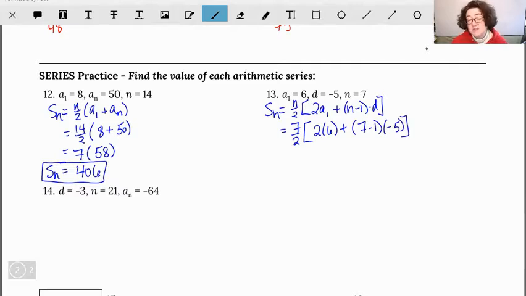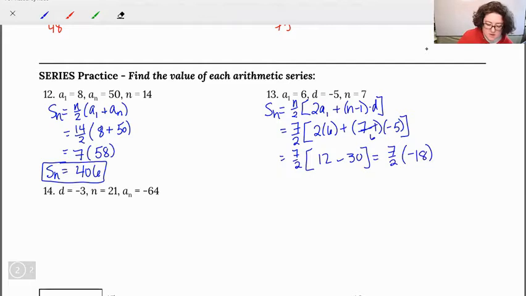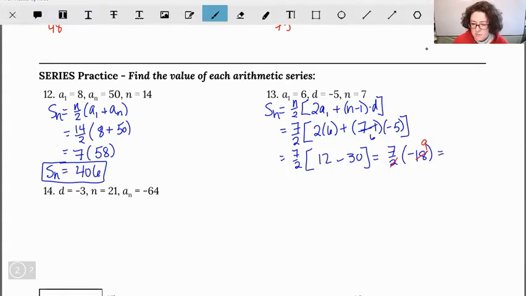This is where order of operations is going to be very important. Simplify as much as you can before you start plugging anything into the calculator. So I'm going to leave the 7 over 2 for the moment. 2 times 6, 12, plus, this is really a 6, and 6 times negative 5 is actually going to be a negative 30. So this is really 7 halves times a negative 18. And I don't even need to use the calculator now, because divide by 2 simplifies out to a 9, and 7 times negative 9 is going to give me a negative 63.